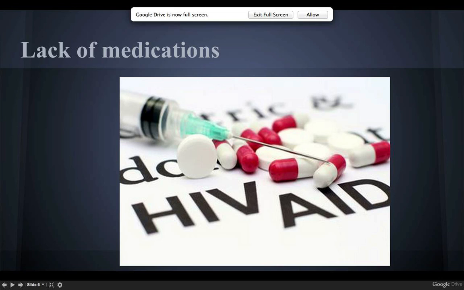Then a huge problem with this is the lack of medications in many countries. For example, Africa doesn't have many medication treatments and testing for people to know that they are infected, so there's nothing to do with them. And they are really poor, and the medications are really expensive. So this is a huge problem.